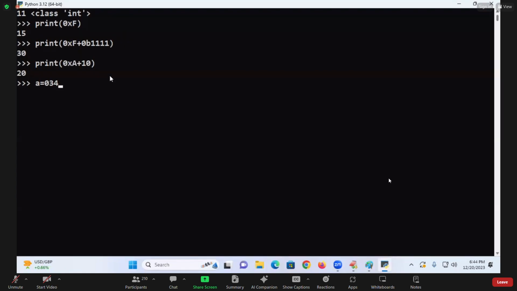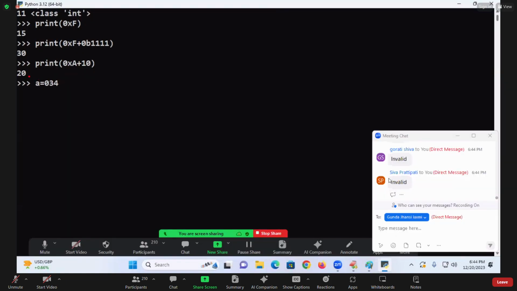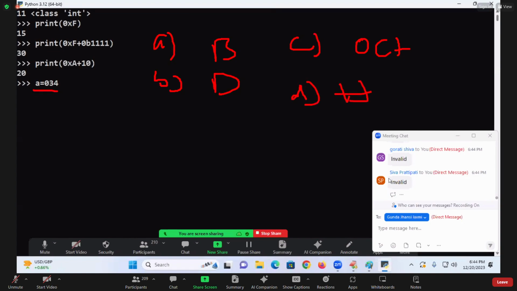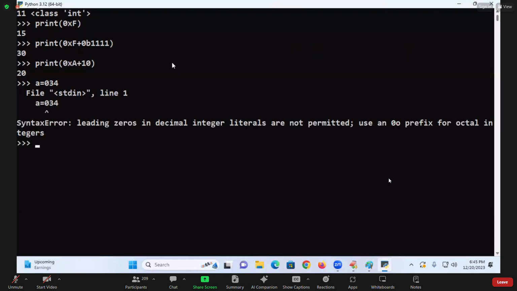This is also one question. Consider a statement a is equal to 034. Option A binary, option B decimal, option C octal, option D hexa. Everybody will go for D. D they will go. And that is called a wrong answer. See the wrong answer now.